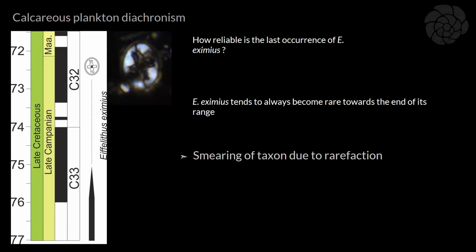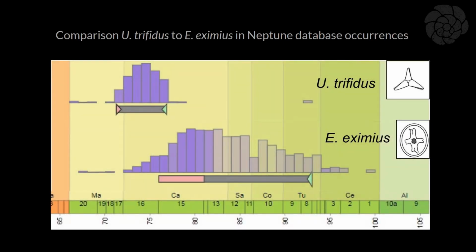And actually, this fact is largely confirmed by the Neptune database. If we examine the Neptune database, we can look here at the percentage of occurrence of all deep sea sites of this database. And there are issues with that database. Of course, we need to be cautious with its use, but still, this is really quite interesting to observe that when we're getting towards the end of eximius range, we have a progressive decrease like this of its percentage of occurrence in all deep sea sites.